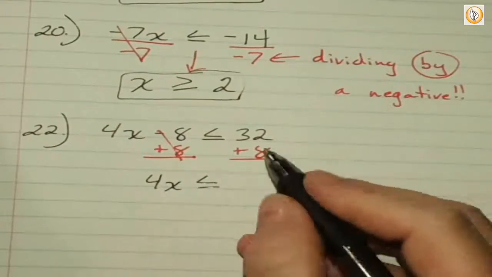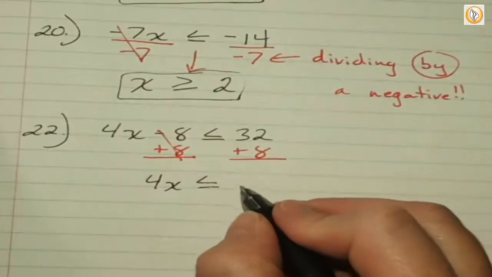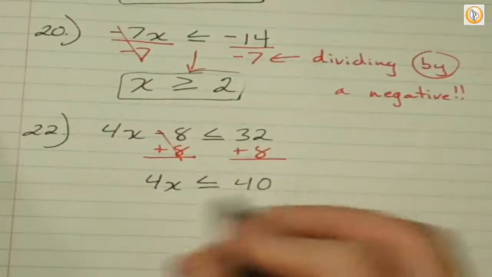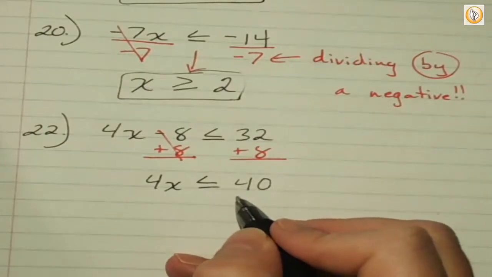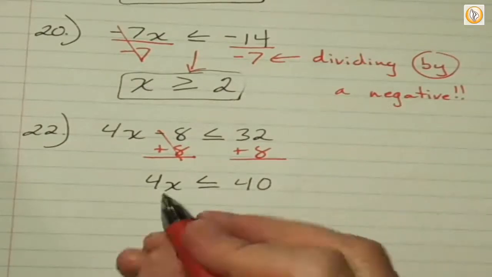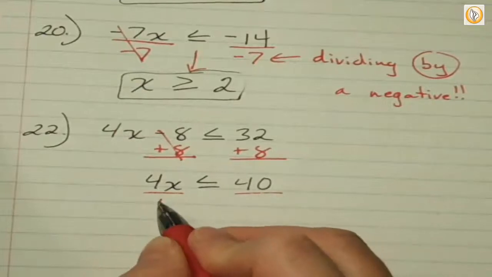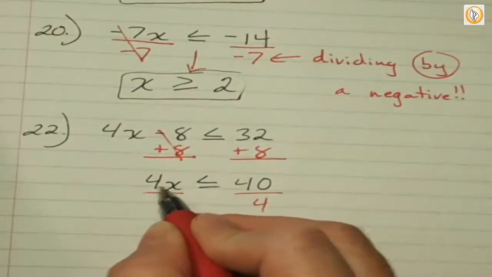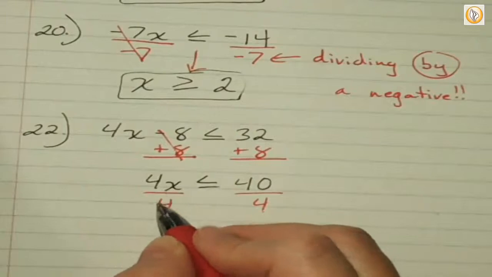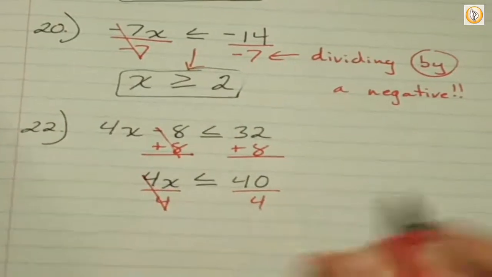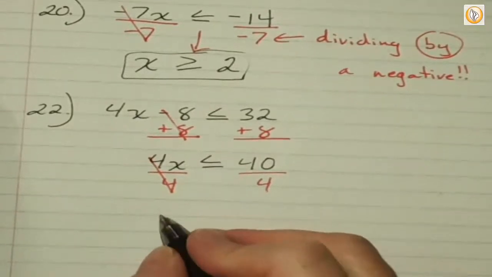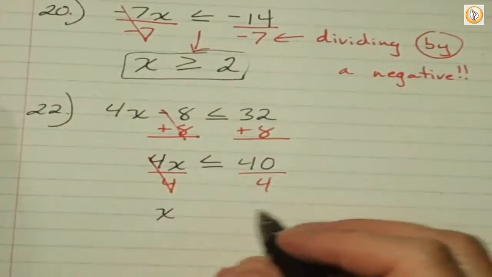Writing the problem. 32 plus 8 is? 40. Okay, so I have 4x is less than or equal to 40. Now you have to divide both sides by 4. Since we are multiplying 4 and the x, the opposite to get rid of just the 4 is to divide. And I'm left with x.